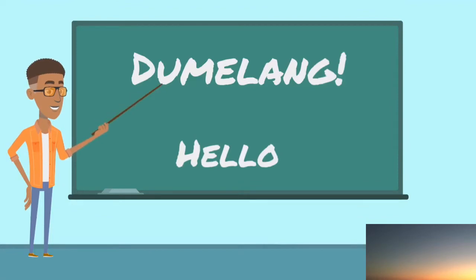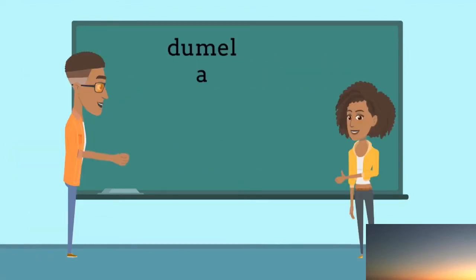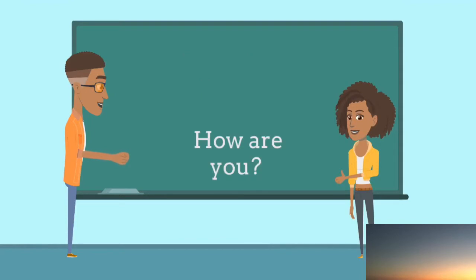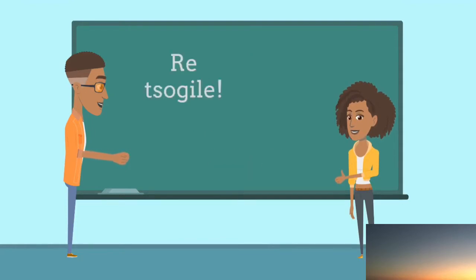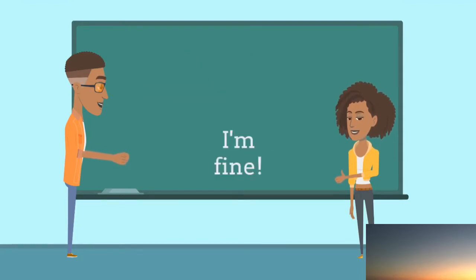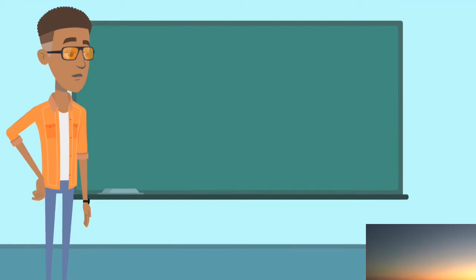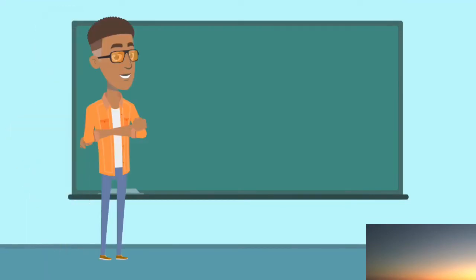Dumelang. Hello. Dumela. Hello. O tsogile jang? How are you? Re tsogile. I'm fine. Ke a leboga. Thank you. Now that we have learned how to greet each other, let's move on, shall we?